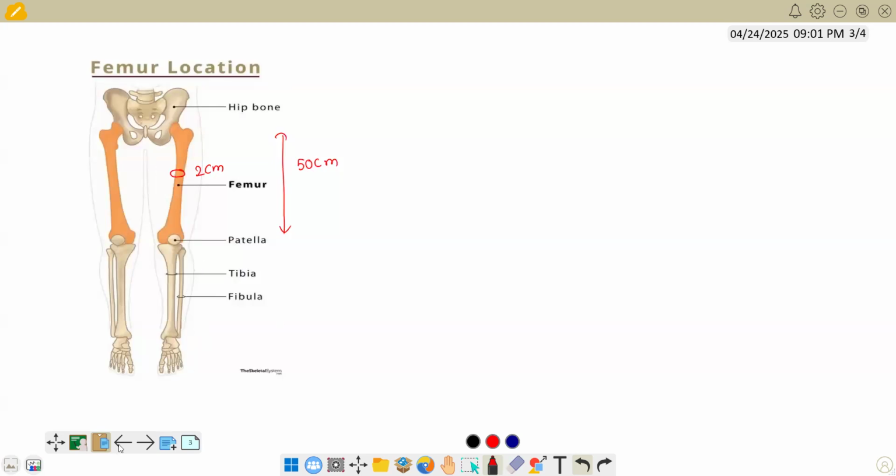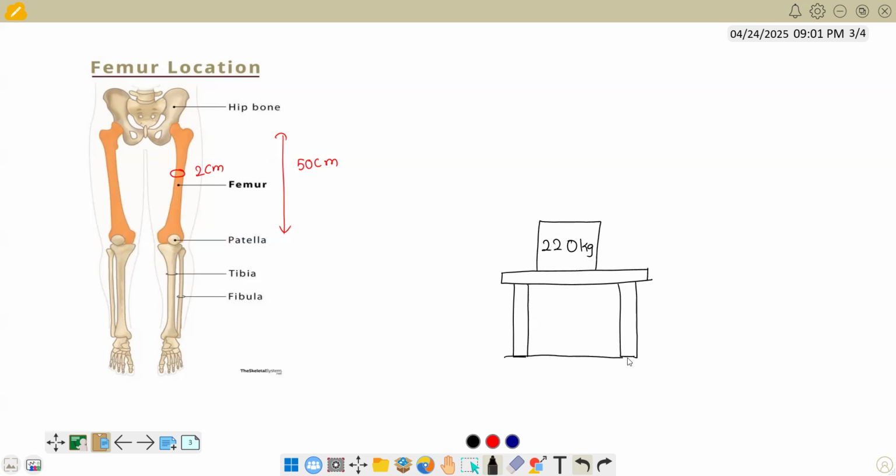Now, how can you reimagine this entire question? We can reimagine it as a table where a mass of 220 kg is present, and this 220 kg must be balanced by 2 rods. That means each rod must balance how much weight? It should be 110 kg.